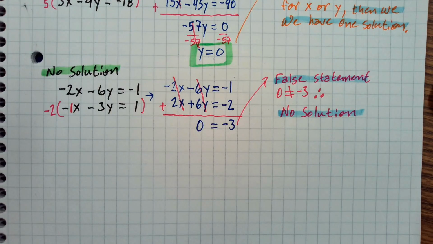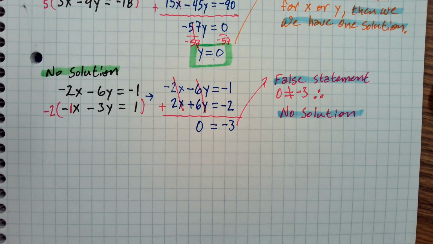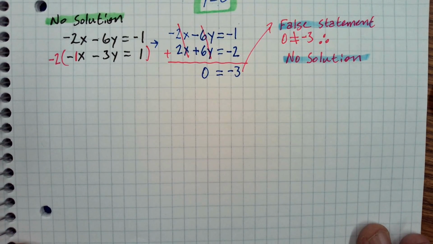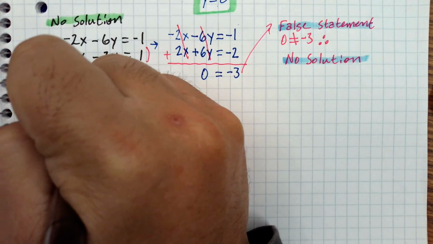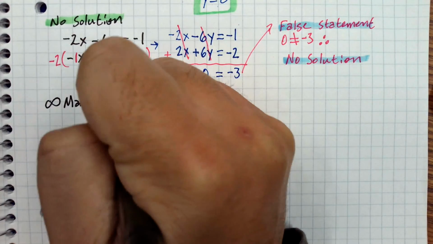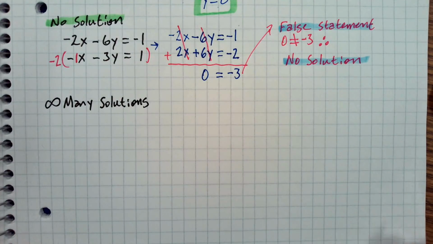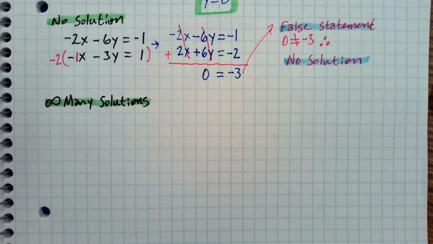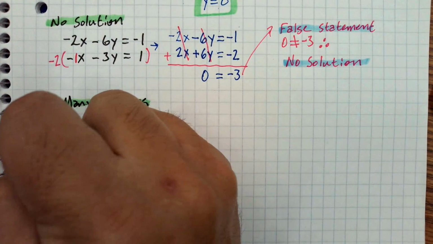Okay. Last one. You guys ready? Let's do a infinitely many solutions. Infinitely many solutions. Okay, so something similar to what we had here is going to happen, except you'll see that we're going to end up with 0 equals 0. Okay, so here's something that would give us that.